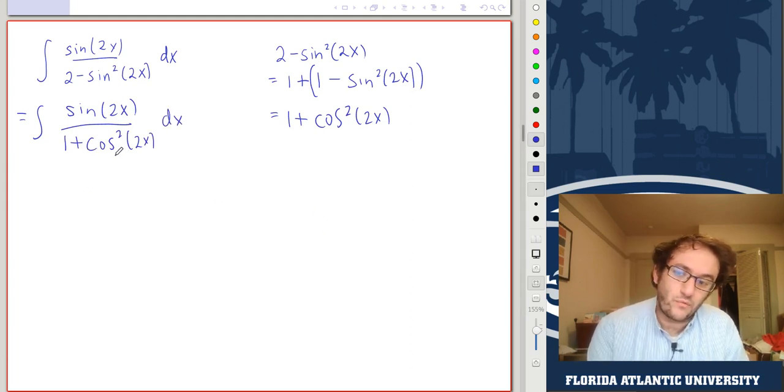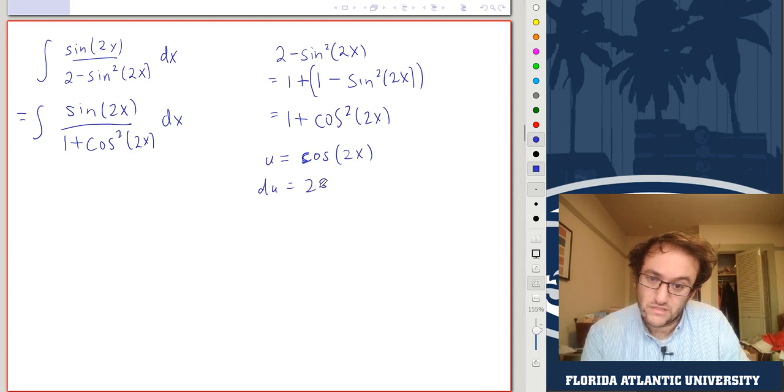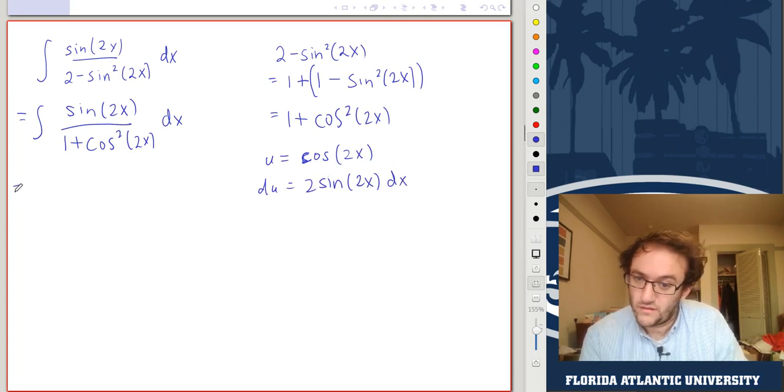And now we have something where we could make a u substitution. If we do a u substitution for cosine 2x, the du is negative 2 sine 2x dx, right? So let's make this u substitution. u equals cosine of 2x, du equals negative 2 sine 2x dx. And so we get negative 1/2 on top, 1 plus u squared du.